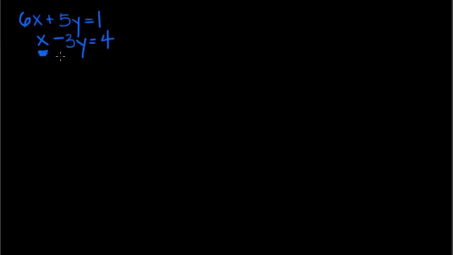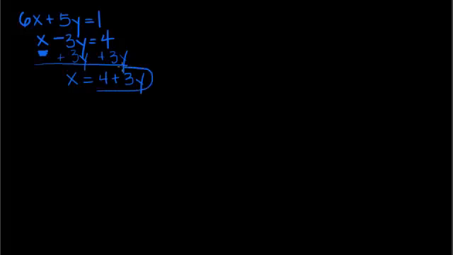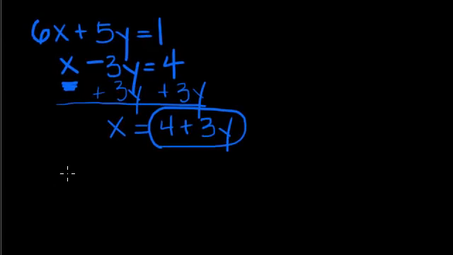To get x alone, we will add the 3y term to both sides of the equation. This will give us x alone on the left-hand side and 4 plus 3y on the right-hand side. This means that x can be thought of as equaling 4 plus 3y. Since I'm going to go now and use my first equation, I will rewrite it.